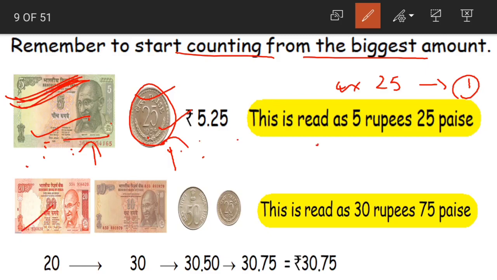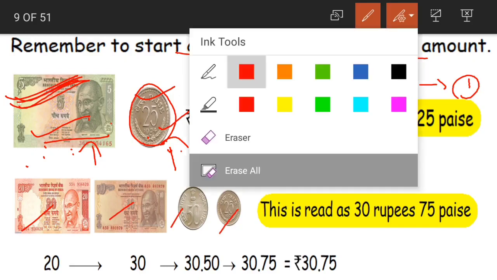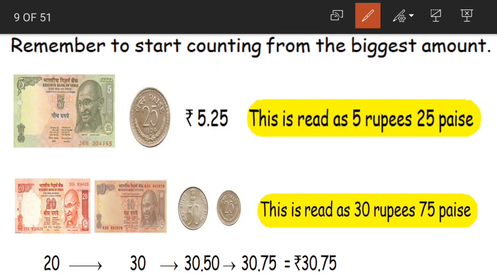Now next we have a 20 rupee note, a 10 rupee note, and 50 paise and 25 paise coins. Now again how will we add? Remember to start counting from the biggest. These two are rupees. We can add rupees and rupees together and paise and paise together. Now 20 plus 10 becomes 30 rupees. 50 plus 25 becomes 75 paise.